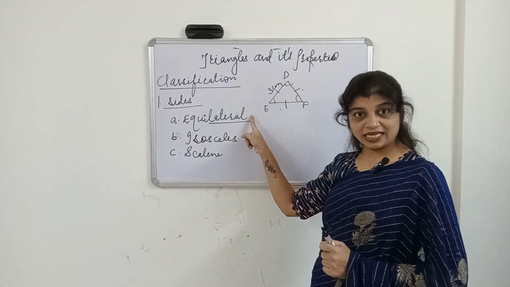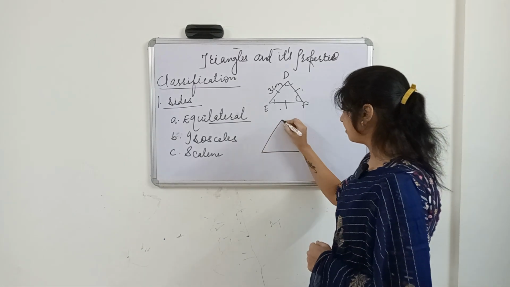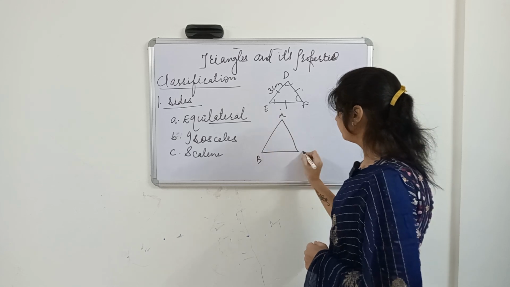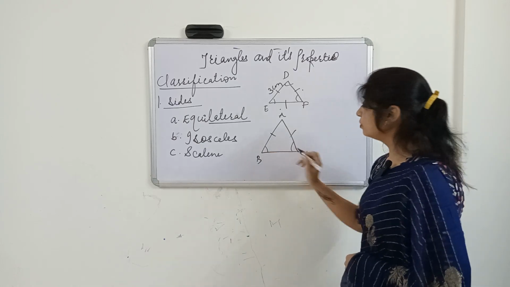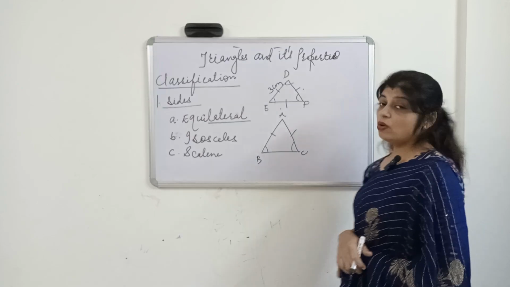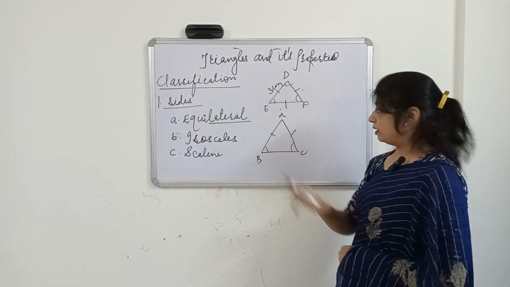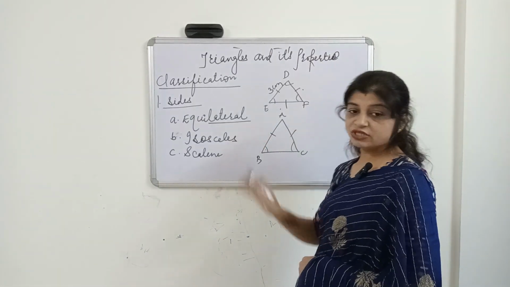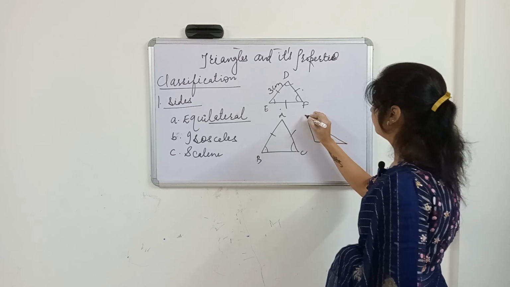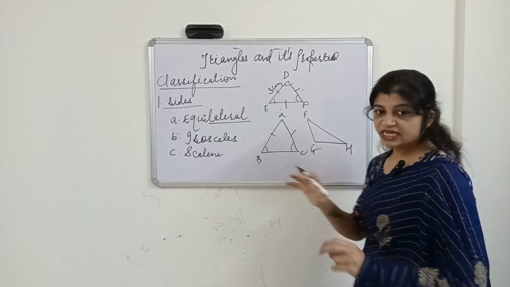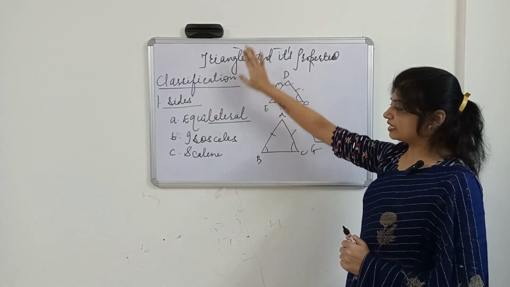So what are the properties of an equilateral triangle? It has all three sides equal, that is congruent, and ultimately the angles also. In an isosceles triangle, any two sides are equal. You can see AB and AC. Here also the same property: angles opposite to congruent sides are equal. Or we can say the base angles of an isosceles triangle are equal. So angle B and C are equal, not A. These are the properties of an isosceles triangle. In a scalene triangle, all three sides are different. No side equal, no angle equal. Lateral means sides.